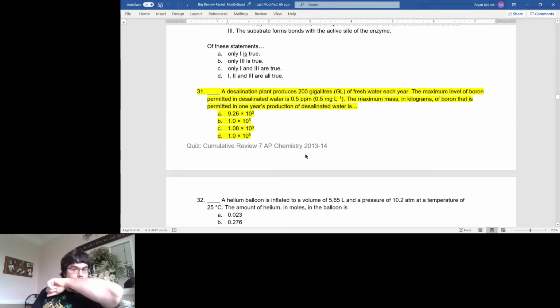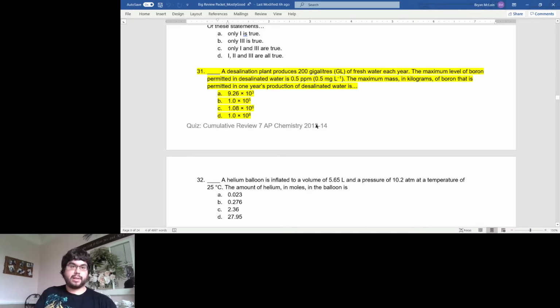No, I have 31. So number 31 is the next question I have here. And it says, a desalination plant produces 200 gigaliters of fresh water each year. The maximum level of boron permitted in desalinated water is 0.5 parts per million, or 0.5 milligrams per liter. The maximum mass in kilograms of boron is permitted in 1 year's production of desalinated water. This is a big old just dimensional analysis kind of question. So let me show this for you.